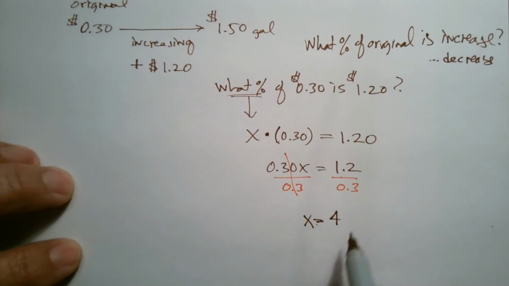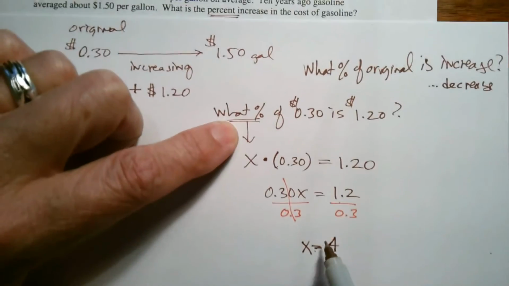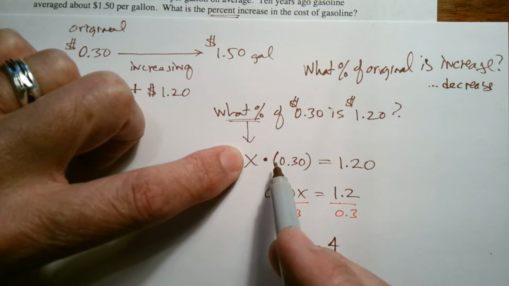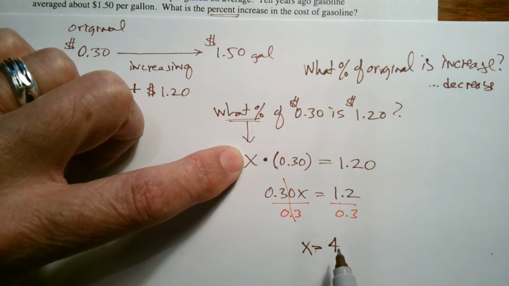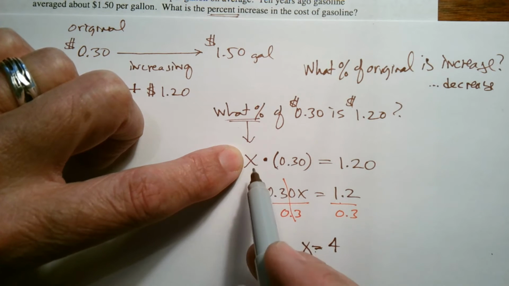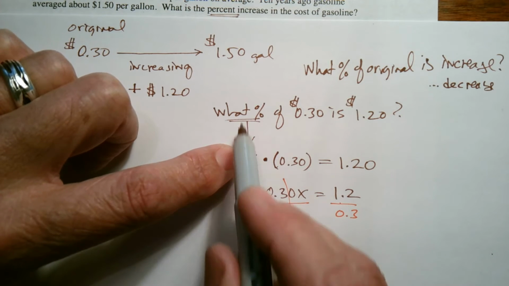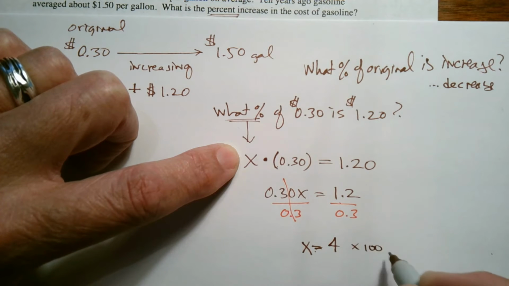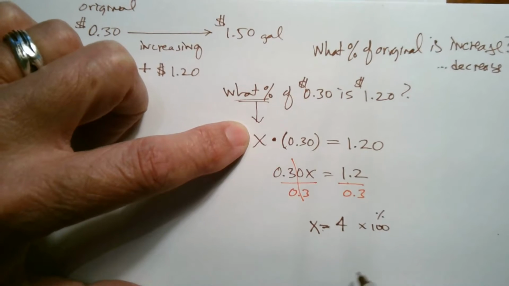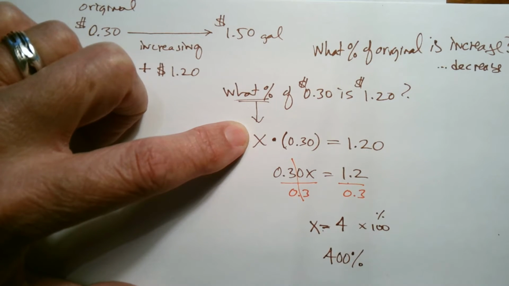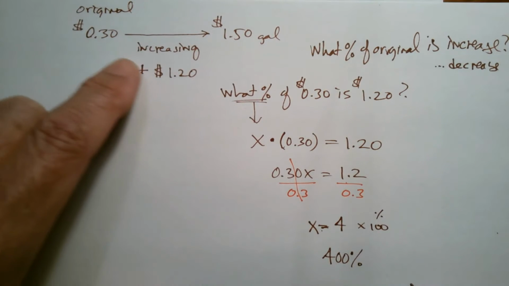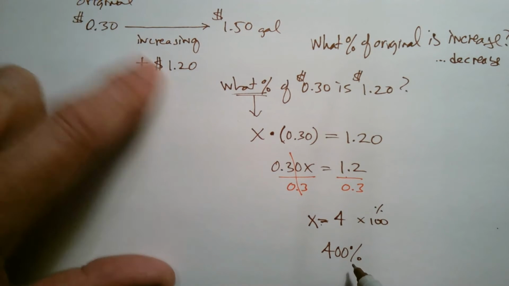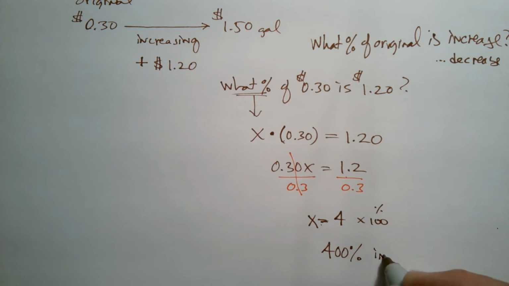Now, x is 4. But if I go back and remember x was my percent, the tricky thing with percents is that when you're dealing with percent as a multiplier, you never just have the raw percent. You have to change it into a decimal. So this x is the decimal of the percent. How do you go from a decimal to the percent? You always multiply by 100. That's how you make something into a percent. So as a percent, this would be 400%. Basically the percent increase, it increased 4 times the amount, which would be a 400% increase. 4 times the amount is a 400% increase.